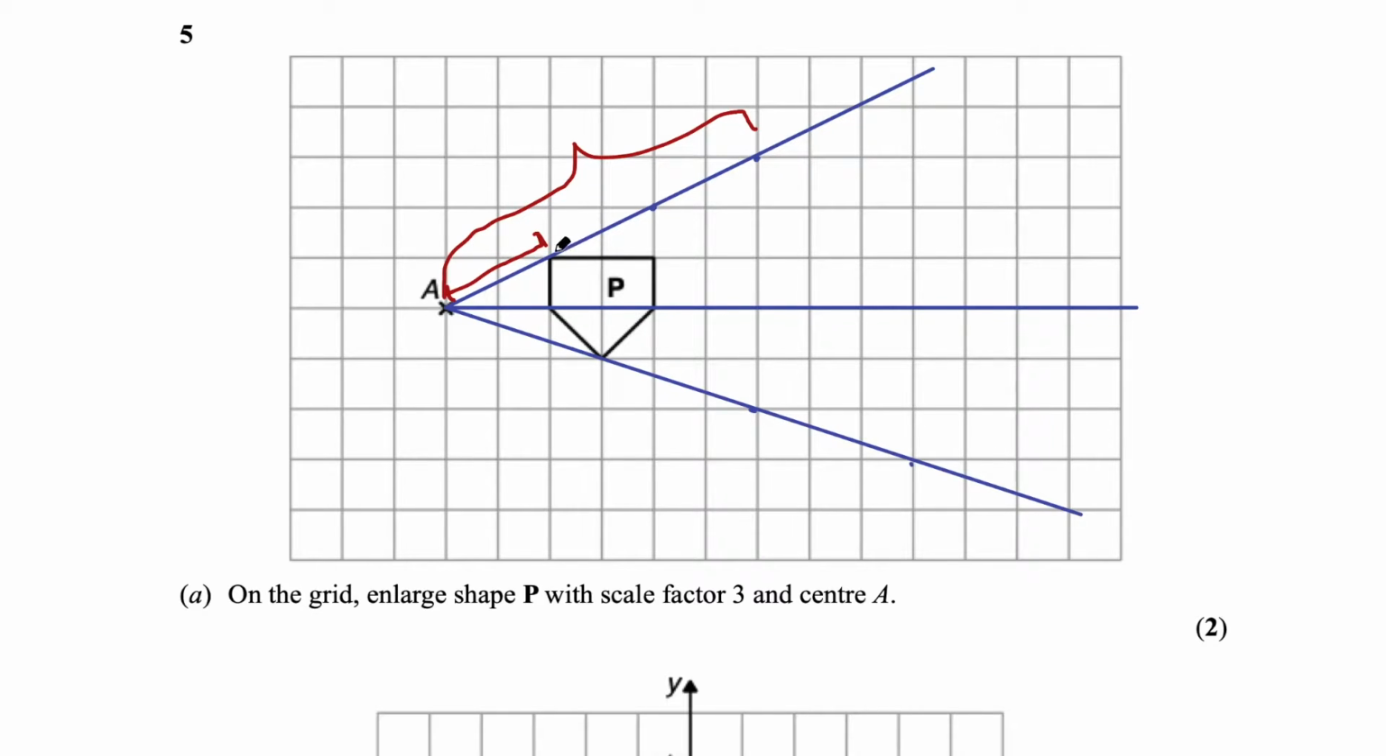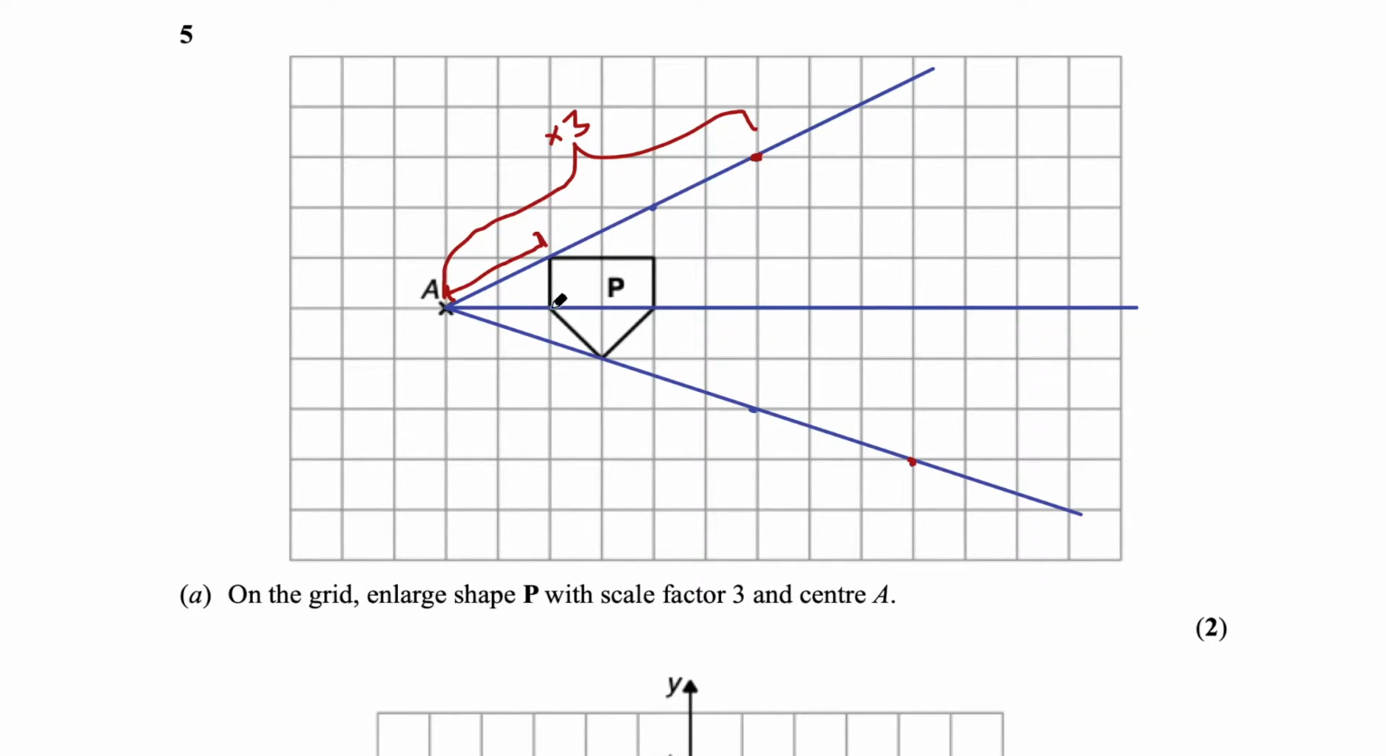So go 1 up and 2 across, 1 up, 2 across, 1 up, 2 across, 3 times from A, and you'll get to our new point here. So this is times 3. Same for this one. Starting at the center of enlargement, go 1 down, 3 across, 1 down, 3 across, 1 down, 3 across. Do that 3 times, and you get to our new point here.